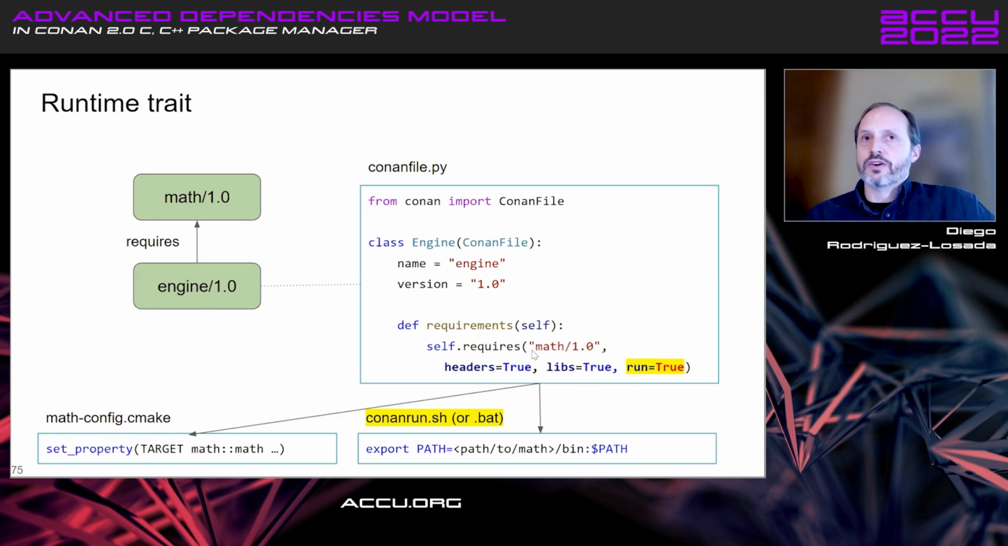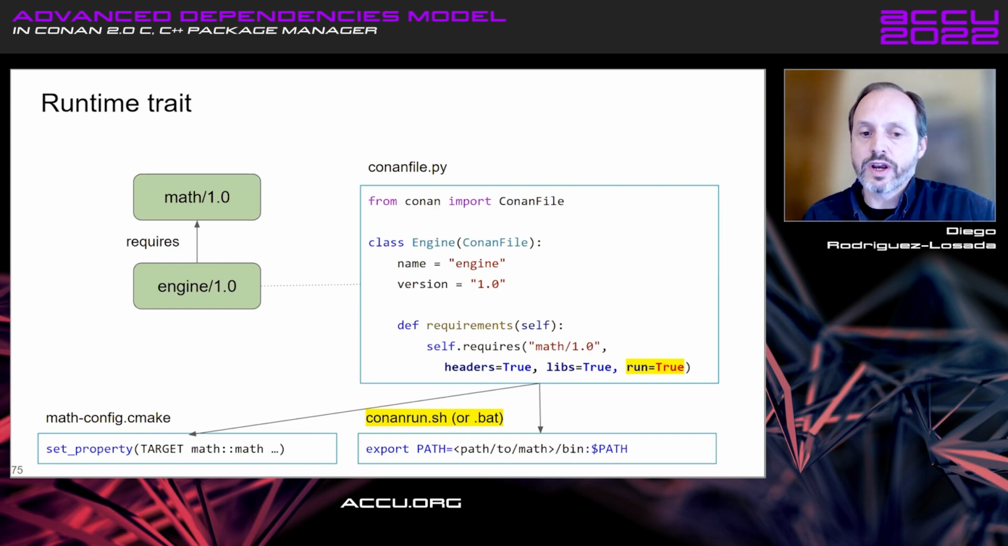More traits. Now, we are loving these traits. They are really powerful, and yes, they allow us more. One of the things that Conan 1 didn't manage at all was the runtime. It didn't have information. Everything was build time. It was only considering what you do with libraries at build time. But some of these libraries might be needed at runtime when you are running your application. This functionality was improved by adding the run trait.